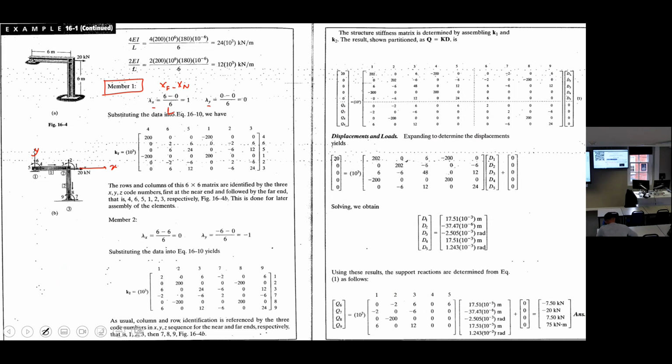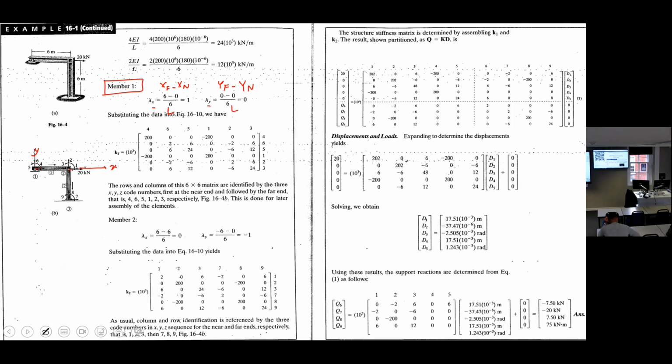X far end, element number 1 is this one. X far end is node number 2 here, 6 meters minus 0 divided by 6 meters. Lambda y is y far end minus y near end over L. It means for element number 1, it's 0 minus 0. Y for these two nodes is 0. See here, this is the y-axis. The y here is 0, here is 0. 0 minus 0 over 6 meters is 0. So you have lambda x and lambda y.